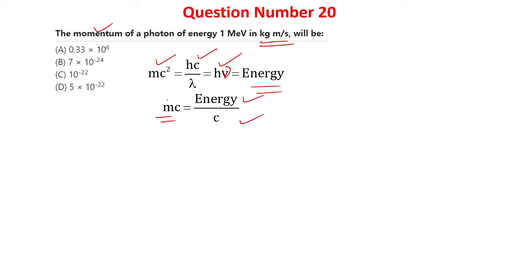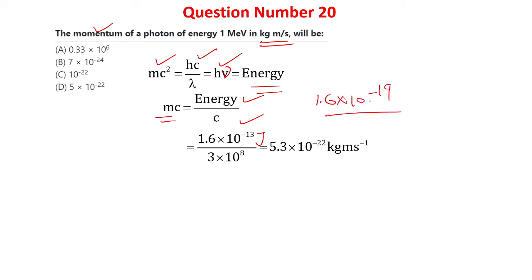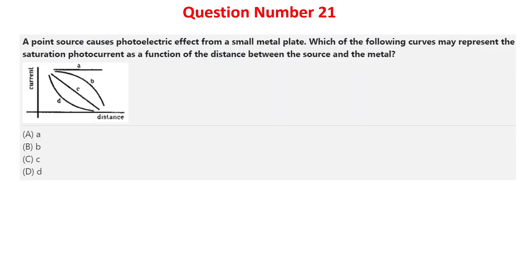So energy is given, just change this energy into joule. So 1 mega electron volt would be equal to 1.6 × 10^-19 joule if electron volt is to be changed, but mega means 10^6 more. Just add these two powers, minus 13, and divide it with the velocity of light. Rest is calculation. So option number D is the correct option.